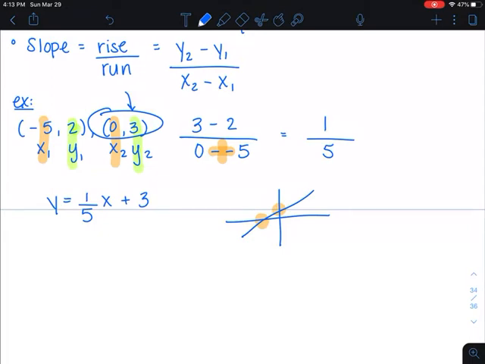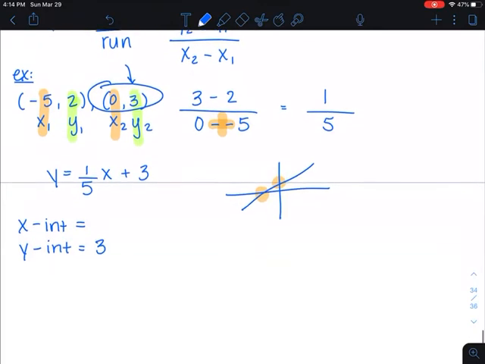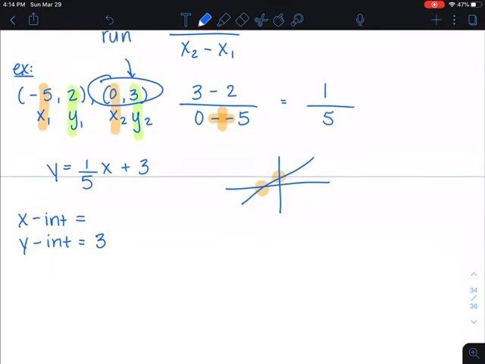Alright, so we have that. Now we're going to find the x-intercept, and we're going to find the y-intercept. From the point they gave us, we already know the y-intercept is 3. And then the x-intercept is going to be when y is equal to 0, so I'm going to set this equation. I'm going to bring it down here.